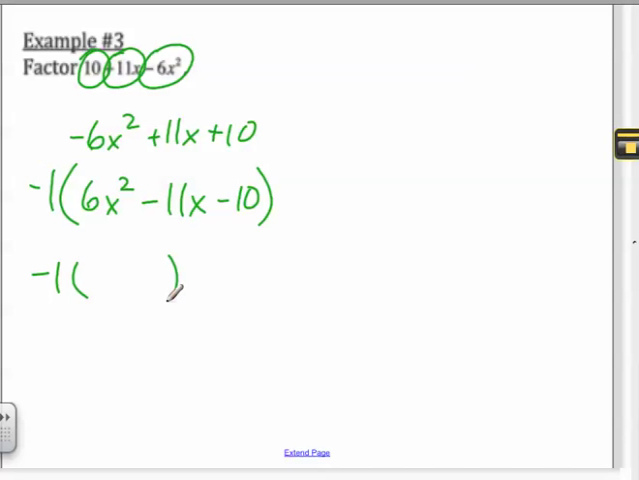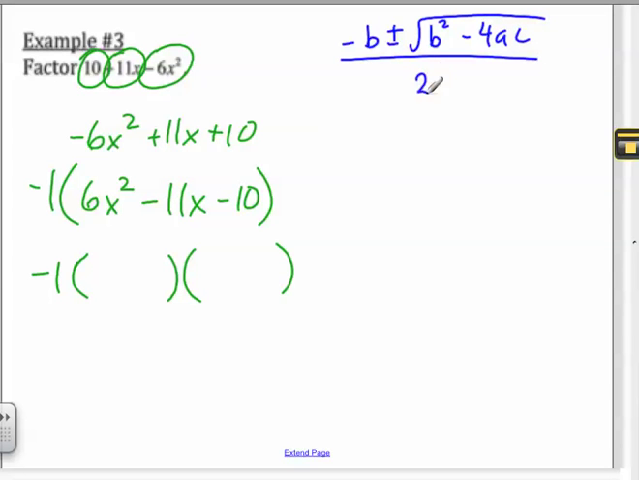Now, I know I'm going to have a binomial, right? The question is, what are these factors now? Well, I don't know. Let's go find out. Negative b plus or minus the square root of b squared minus 4ac. Mr. C, do I need to write this every time? Yes, so you'll remember it.